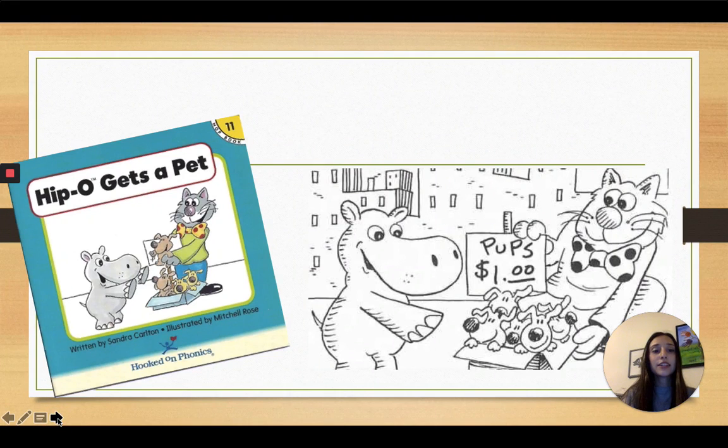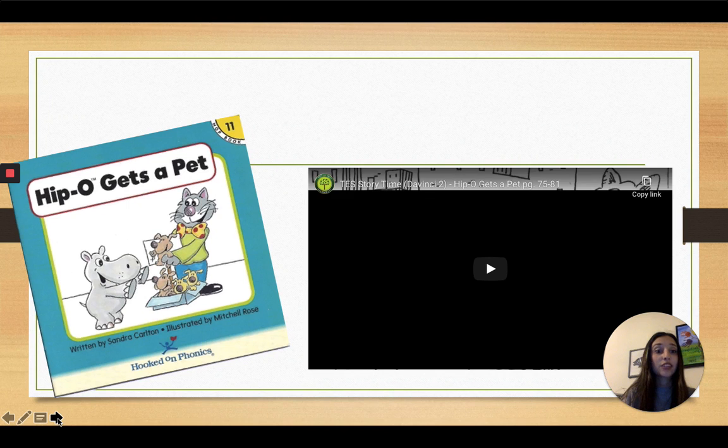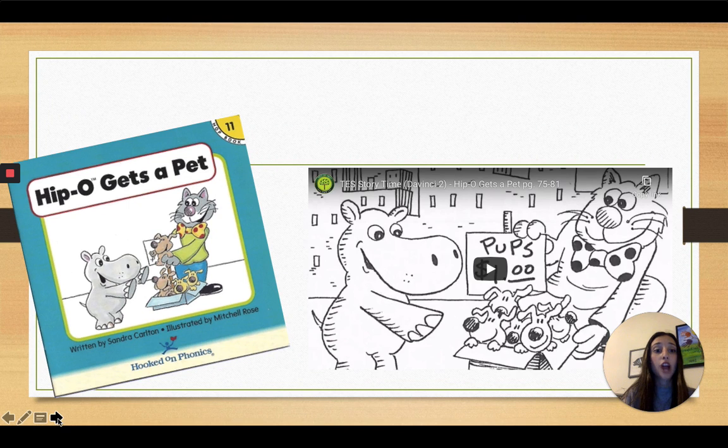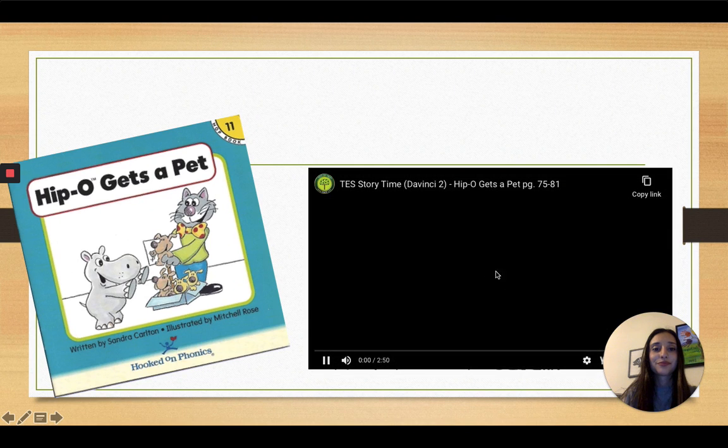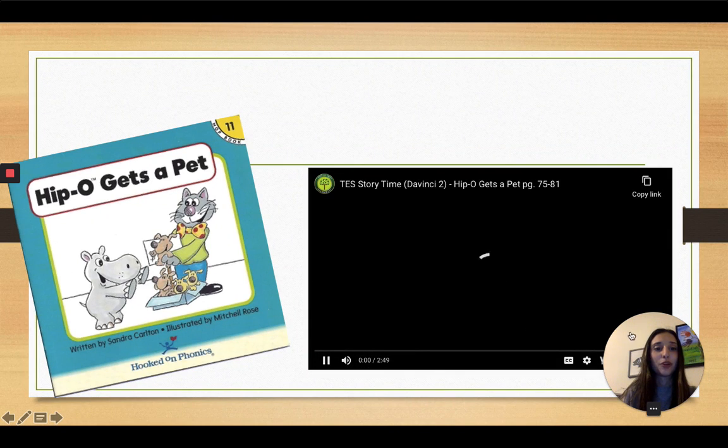So to practice these skills, we are going to listen to a Hooked on Phonics book called Hippo Gets a Pet. And then we will try to see if we can answer some of those plot questions that we just talked about. Hopefully, the video loads.